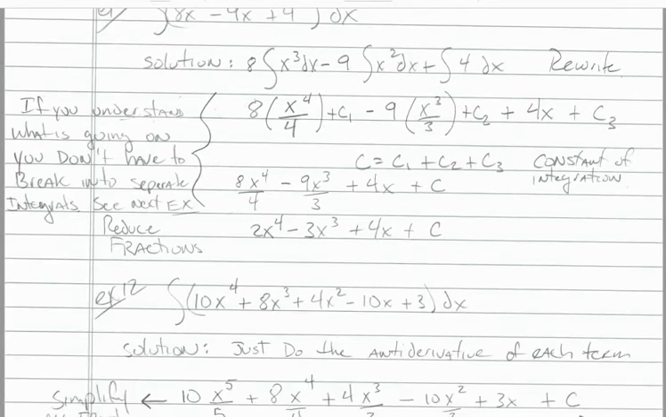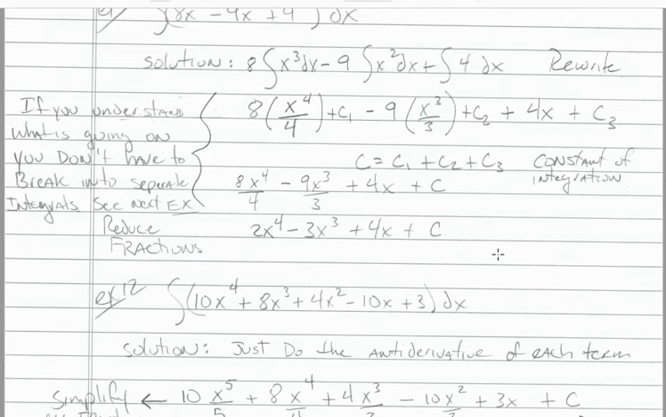Notice we have these three constants, but since they're all constants, and when we take the derivative of a constant it's 0, we can write them as one constant of integration. So that's why we can either break them into individual integrals or just do them all at once. Now what you do have to do is make sure that you reduce. So notice 8 divided by 4 is 2. 9 divided by 3 is 3. Alright, so we've reduced those fractions down. So our final general solution here is 2x to the 4th minus 3x cubed plus 4x plus c.